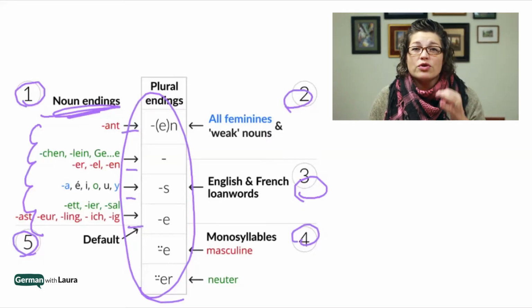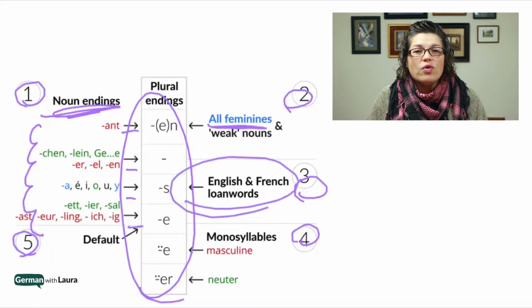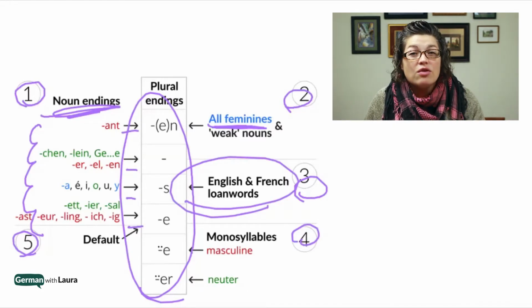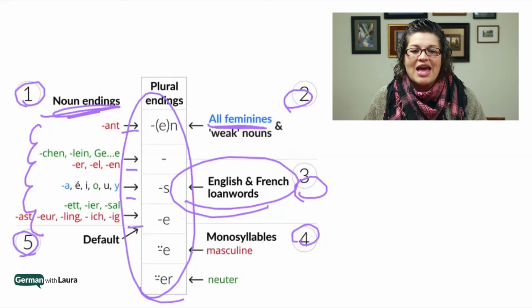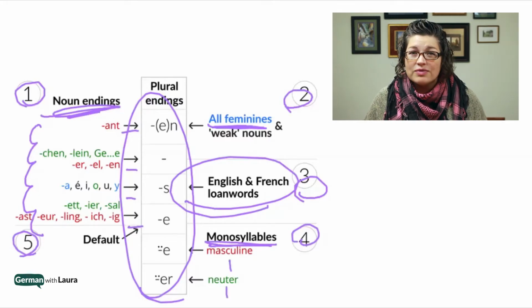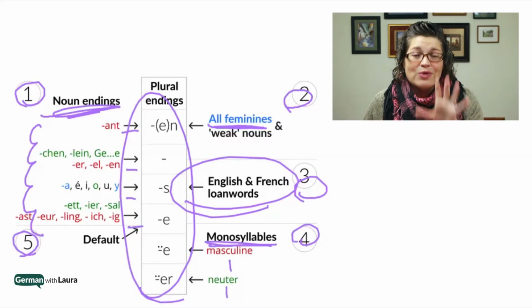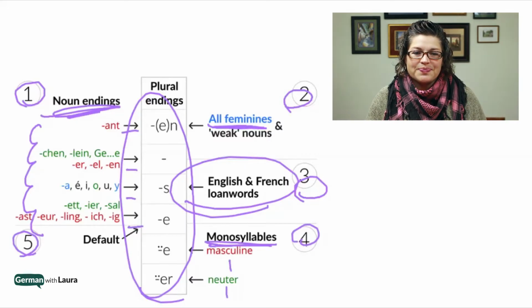In train stop number 2, we have gender being a very important factor. At train stop number 3, with the English and French loan words, this is going to be about how the word is pronounced, which syllable is being emphasized. Train stop number 4 is all about monosyllables, so this is about how many syllables the noun has, and then gender also comes into play.